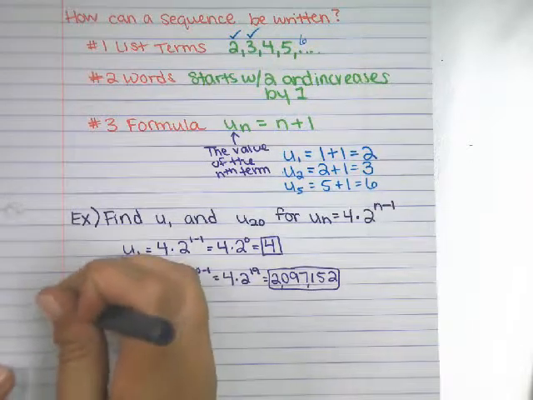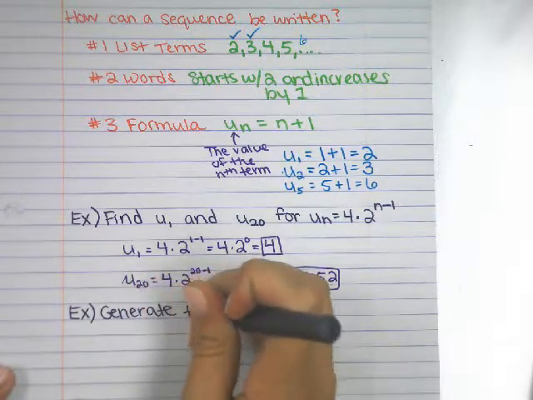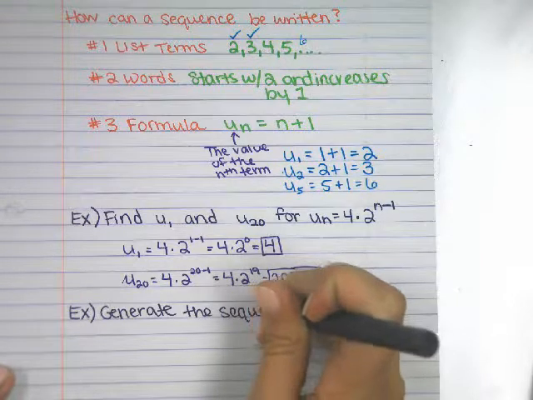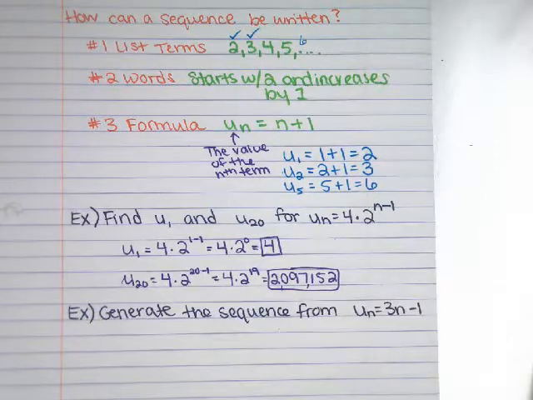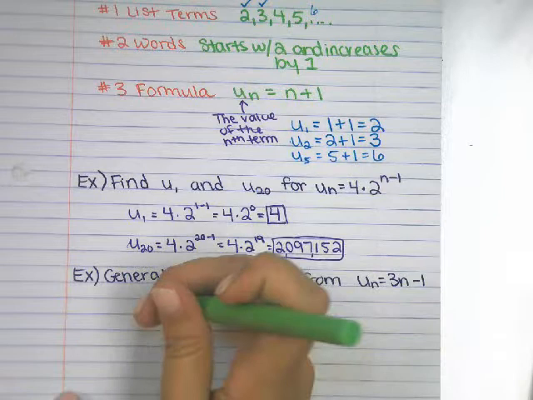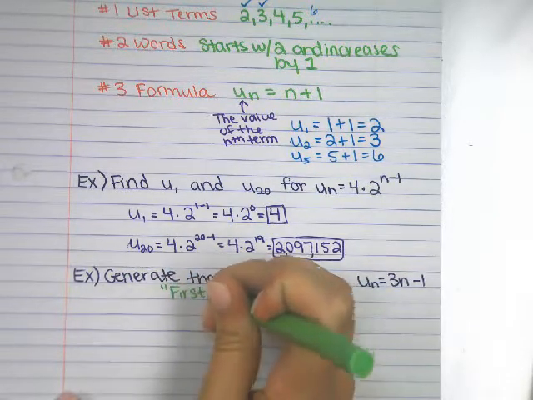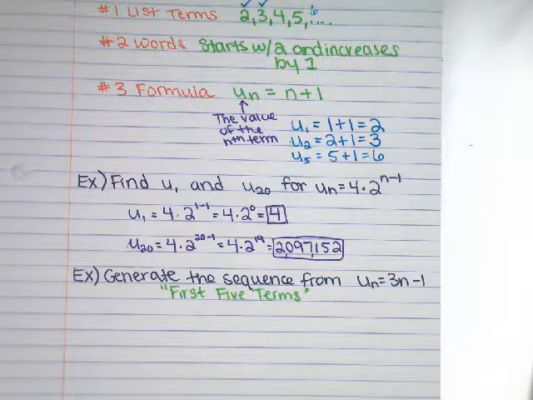Another question could ask you to generate the sequence. So they give us a sequence, u sub n equals 3n minus 1. In order to generate the sequence, we want to generate the first 5 terms or so. Okay, that's not like a set in stone number. If you find the first 4, the first 6, that's fine. But we need enough terms that we can see the pattern for the sequence. Enough terms where we go, oh, yep, that's the pattern, got it, okay? And usually 5 is a good number.